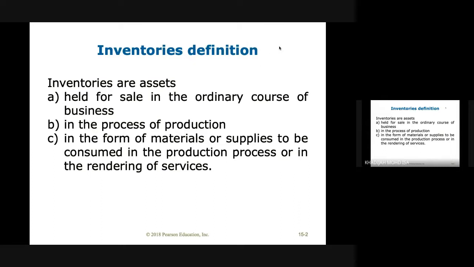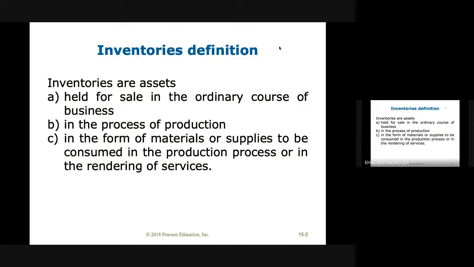So when we say inventories, we are talking about companies that are not providing services, because if you provide services, it means you don't have inventories. If you have inventories, it means that you sell goods, that you have something to sell. In this case, there are goods.